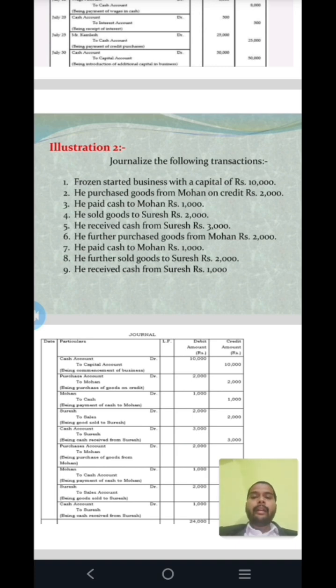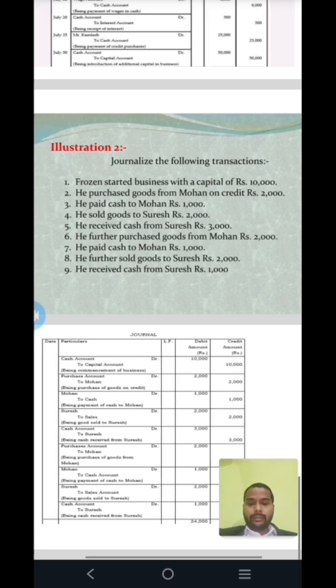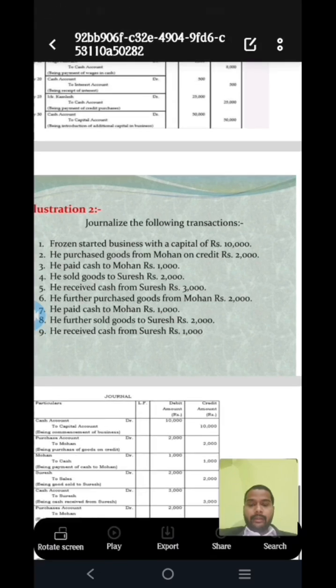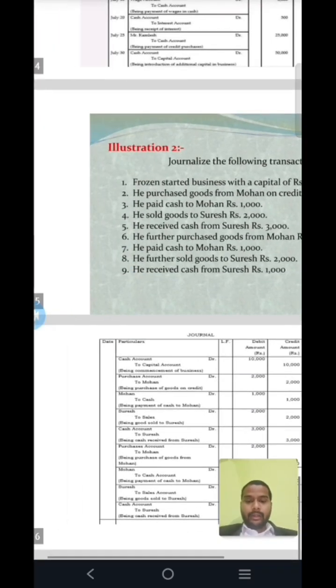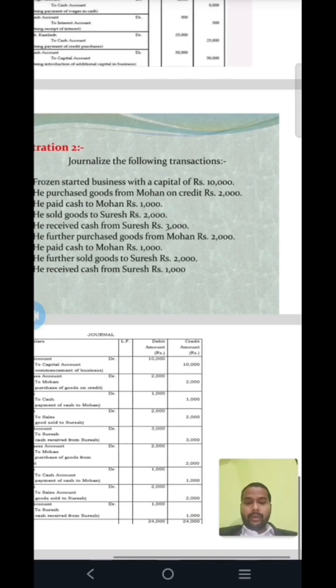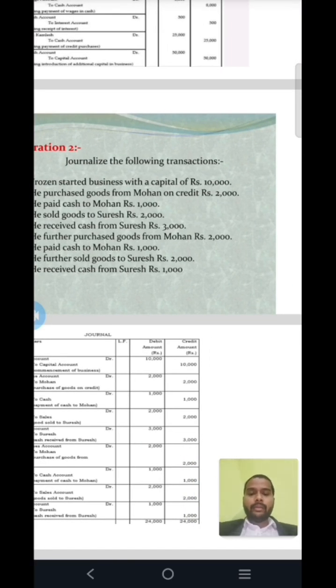Then the eighth entry, he further sold goods to Suresh, rupees 2,000. So Suresh account debit to sales account, 2,000 debit and 2,000 credit, and the narration is being goods sold to Suresh. Then ninth, he received cash from Suresh, rupees 1,000. So the cash account debit to Suresh account, being cash received from Suresh, 1,000 and 1,000. So the total is 24,000 debit and 24,000 credit.